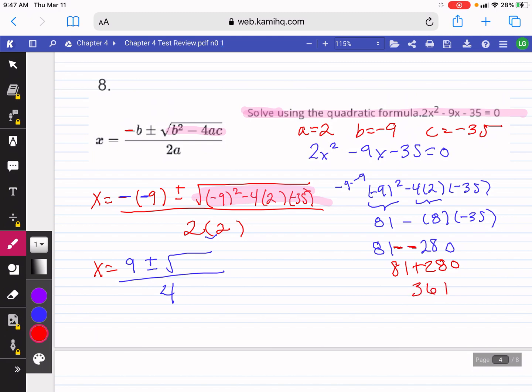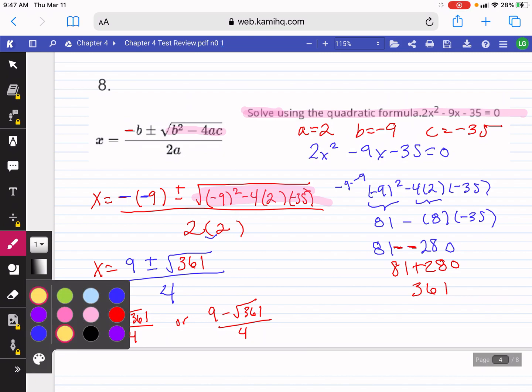Now, what we just did is our discriminant. Since it's positive, we already know it's going to have two real solutions. So I'm going to insert the 361 into my square root. And now you could write your answers like that. 9 plus square root of 361 over 4, or 9 minus square root of 361 over 4. So x could equal either of those answers.